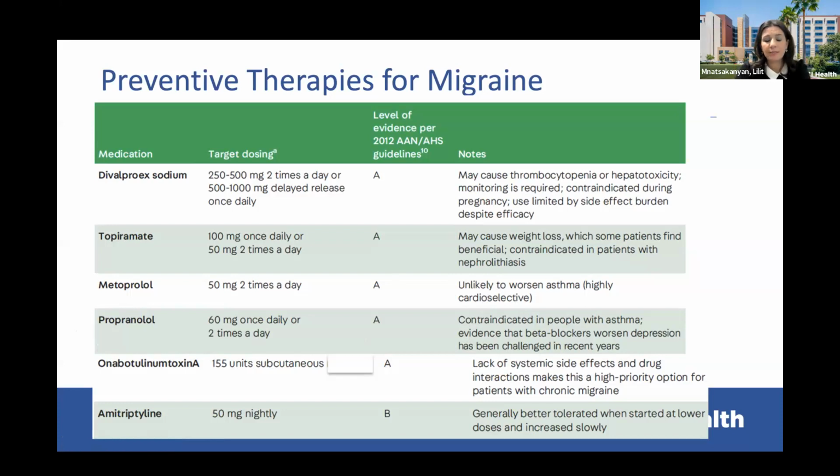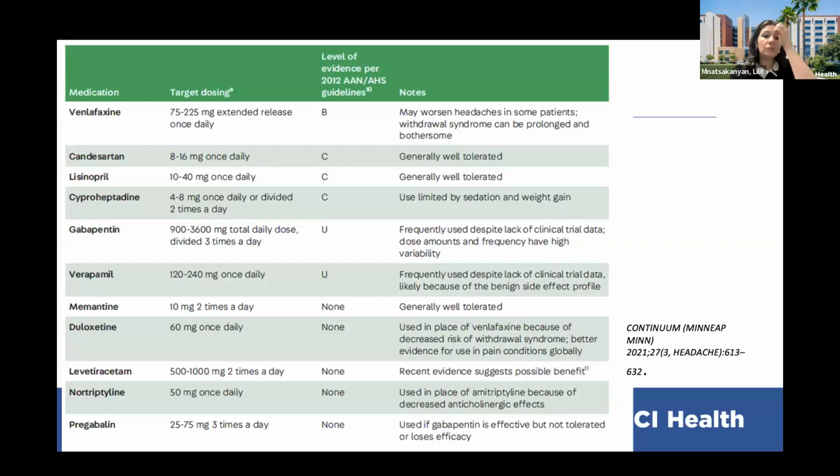Next category is antidepressants, with amitriptyline having level B efficacy for migraine therapy. So is venlafaxine, another antidepressant. And then this is followed by a large number of medications that include candesartan, lisinopril, gabapentin, verapamil, memantine, duloxetine. All of these medications have either level C or not well-established efficacy. They're still useful options for select individuals who have contraindications or other situations when the earlier mentioned medications are not easy to use.